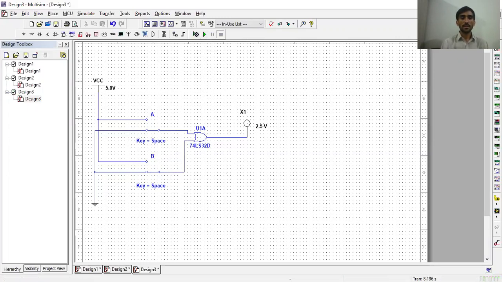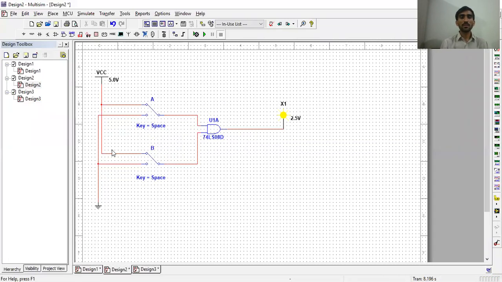Next simulation, this is the simulation of the AND gate. Here are the two switches, one VCC, one ground, the AND gate IC, the AND gate logic symbol, and this one is the indicator. So both inputs are 1, 1, then output is 1. Inputs are different, so output is 0. Both inputs are 0, then output is 0.